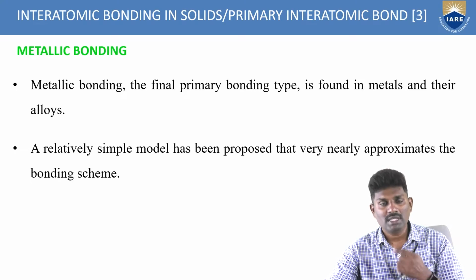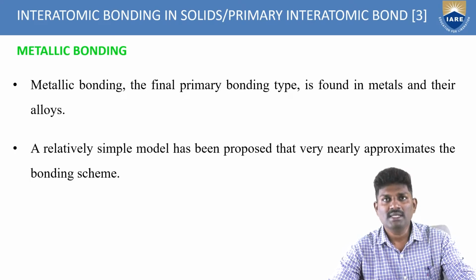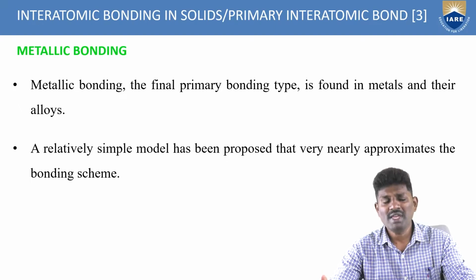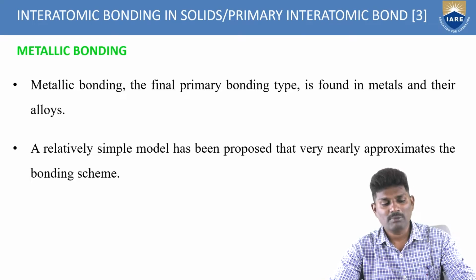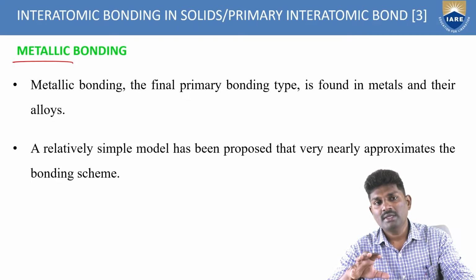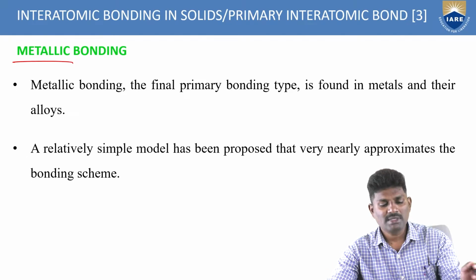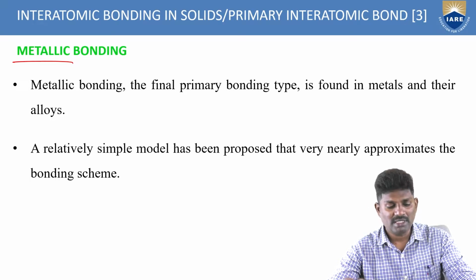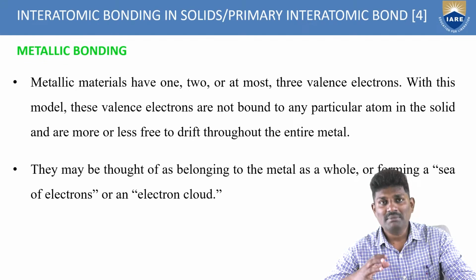Now the third type of primary bonding is metallic bonding. Metallic bonding is the final primary bonding type, which is found in metals and their alloys. So in the name itself you have metallic bonding: where you have metals and their alloys, you can get metallic bonding. A relatively simple model has been proposed that very nearly approximates the bonding scheme. So how do you get metallic bonding?